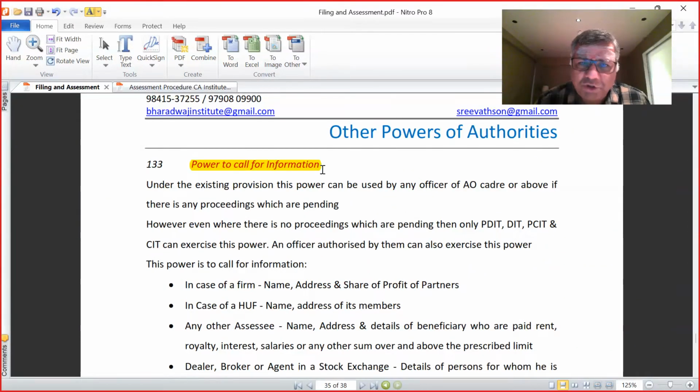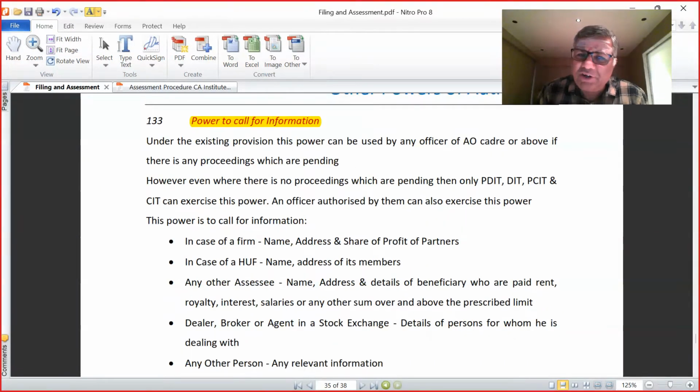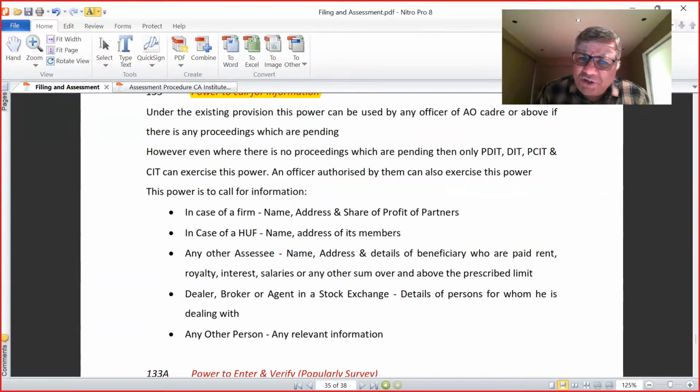(133) Power to call for information. The assessing officer can call any information. What type of information can they call for? In the case of a firm, they can ask the name, address, PAN, and share of profit of the partners. Not a big thing. HUF of the members. From here, the information gets wider.